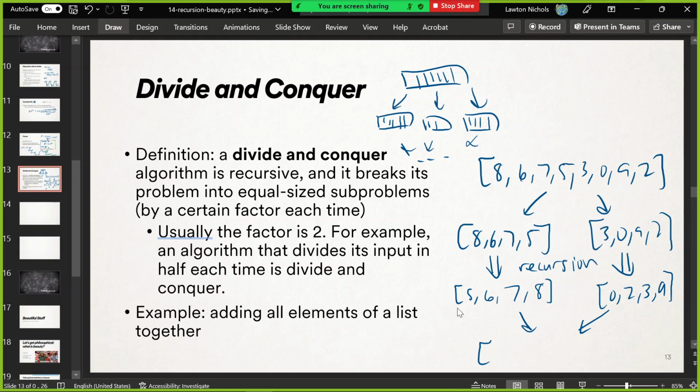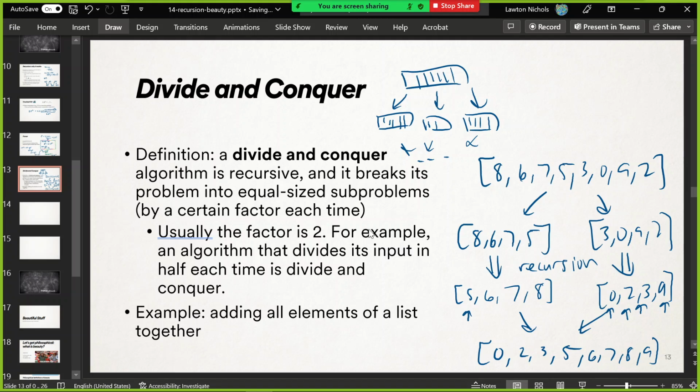It's like, all right, let's look at the first pieces of all these, like 5 versus 0. Okay, the 0 wins. Okay, now it's 5 versus 2. Oh, the 2 wins. All right, now it's 5 versus 3. The 3 wins. Okay, now it's 5 versus 9. The 5 wins. Now it's 6 versus 9, and you get the idea. 7, 8, 9, and it builds up the final list.